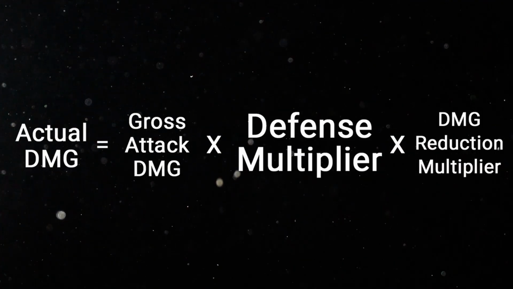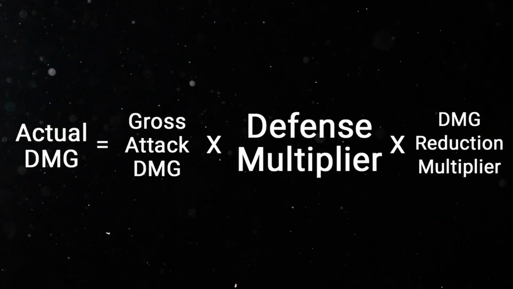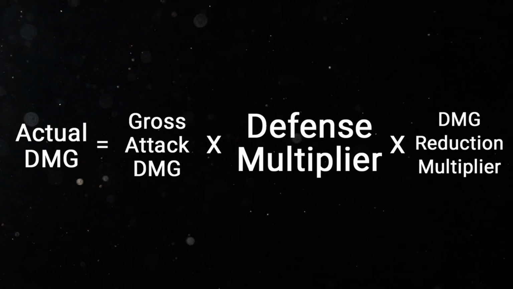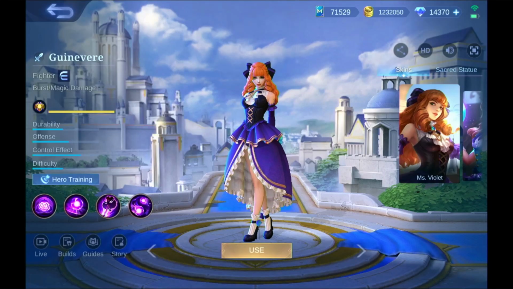Actual damage equals gross attack damage multiplied by the defense multiplier and damage reduction multiplier. So let's focus on the gross attack damage first. Gross attack damage is simply how much damage an attack does before any reductions. Most heroes have different multipliers in their attacks, which affects how much damage their attacks do.